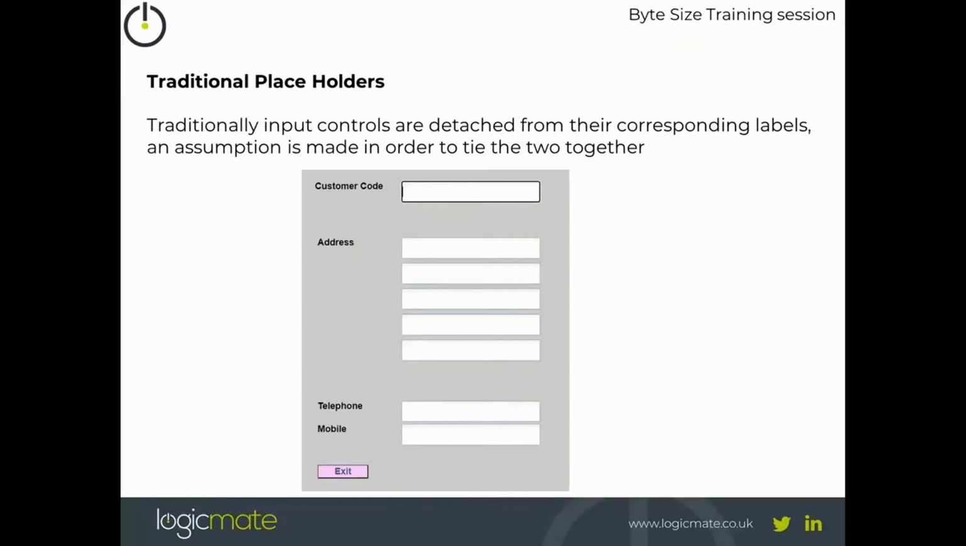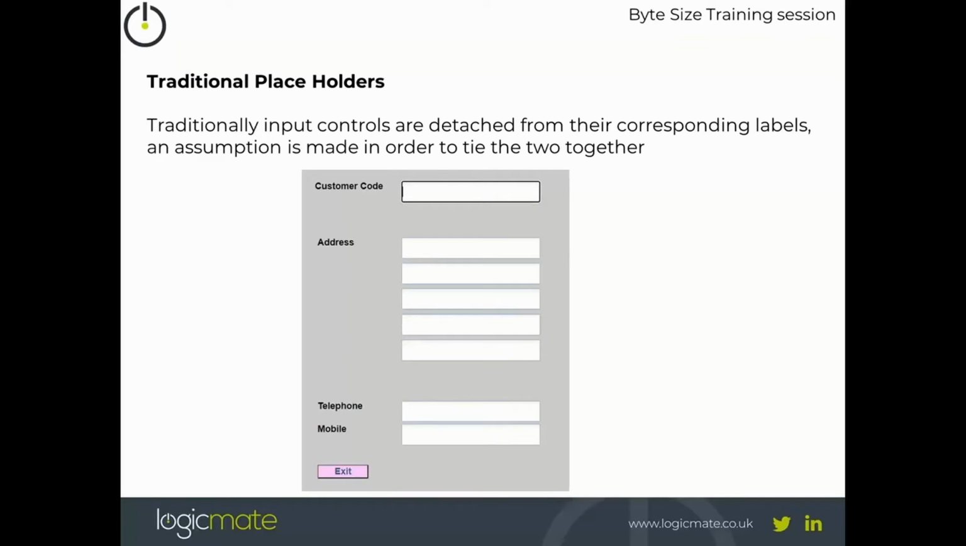In the address box, you've got four or five address input controls, all labeled with the address. So we're assuming that, just by looking at the visual display, logic would say that the boxes that stack up underneath are also related to the address.